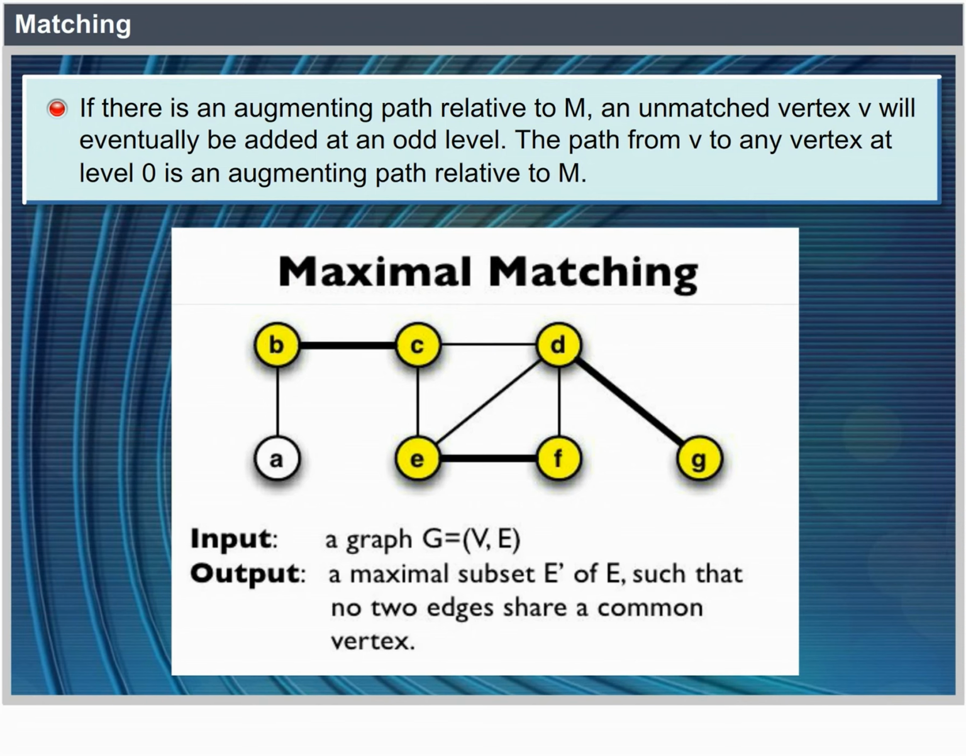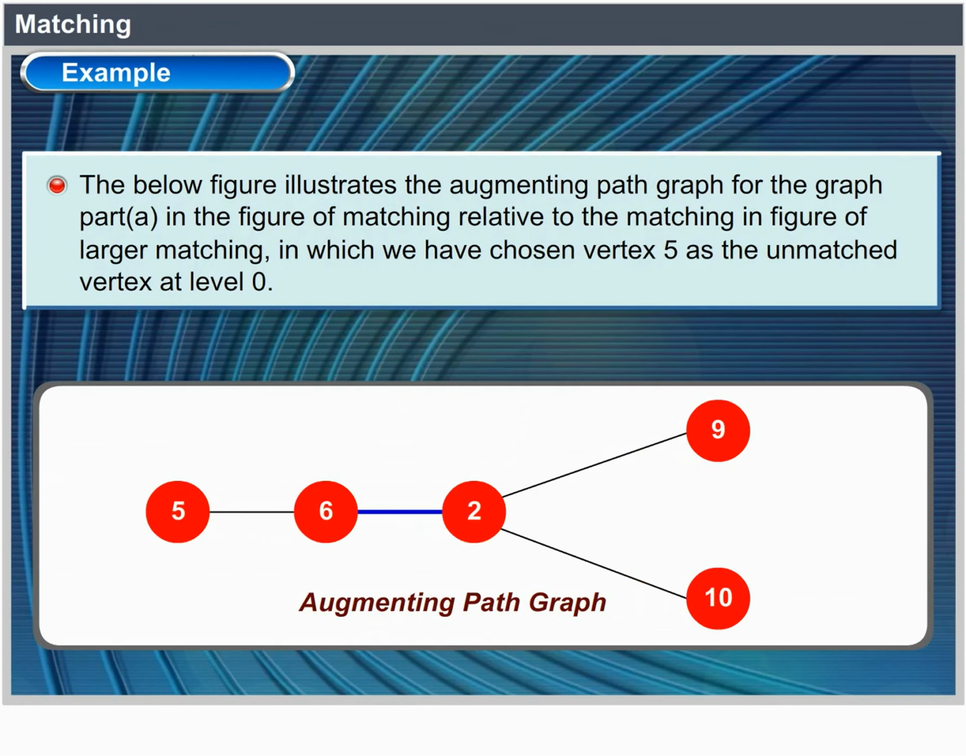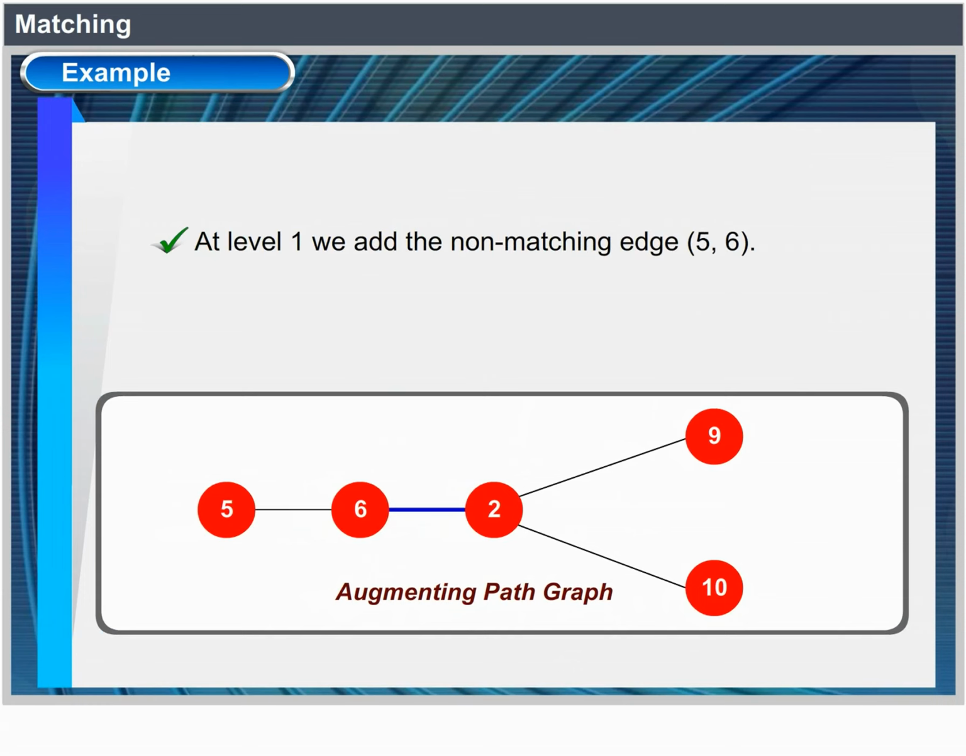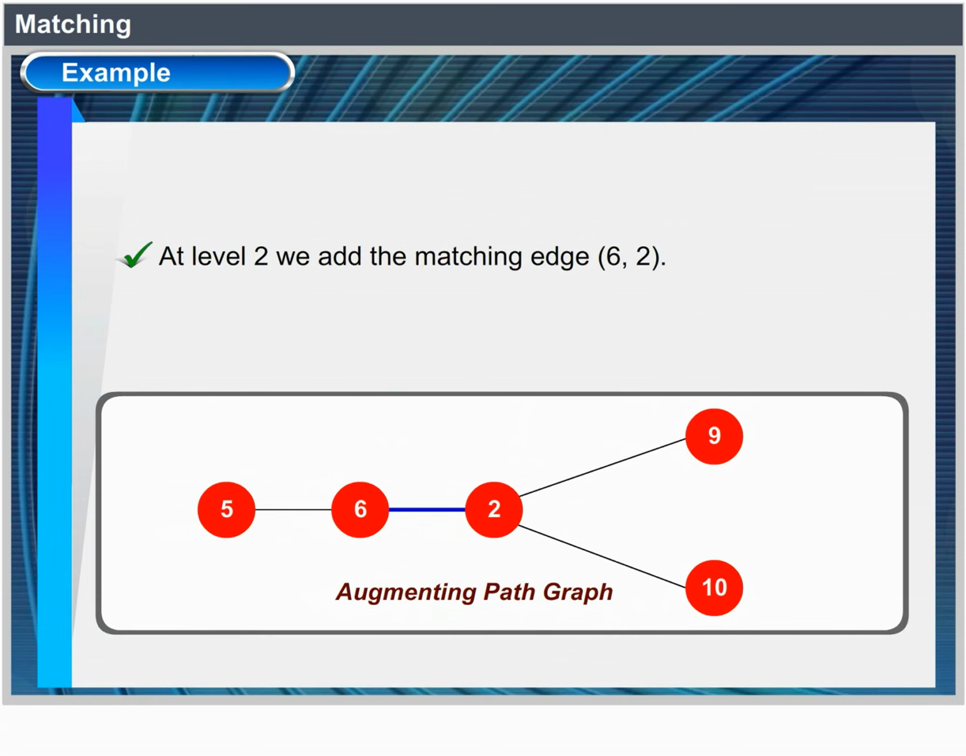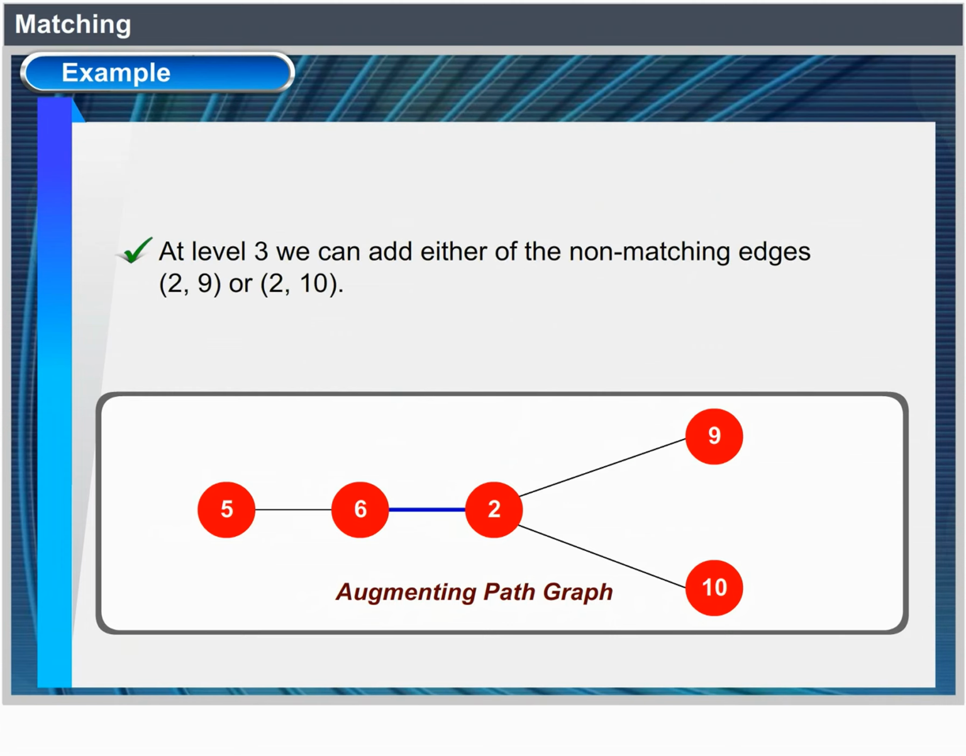Example. The below figure illustrates the augmenting path for the graph part A in the figure of matching, relative to the matching in the figure of large matching, in which we have chosen vertex 5 as the unmatched vertex at level 0. At level 1, we add the non-matching edge 5, 6. At level 2, we add the matching edge 6, 2. At level 3, we can add either of the non-matching edges 2, 9 or 2, 10.